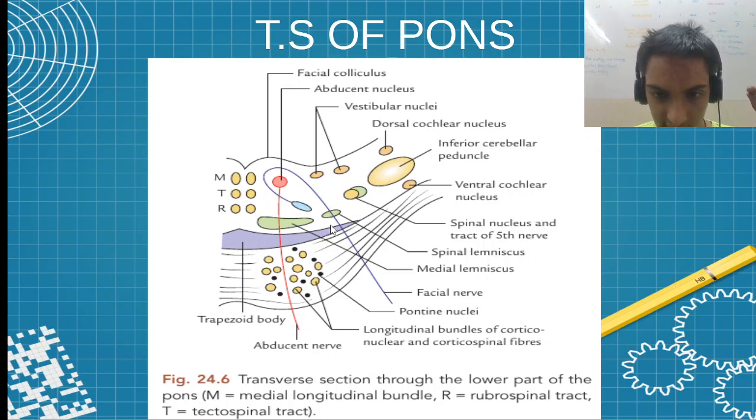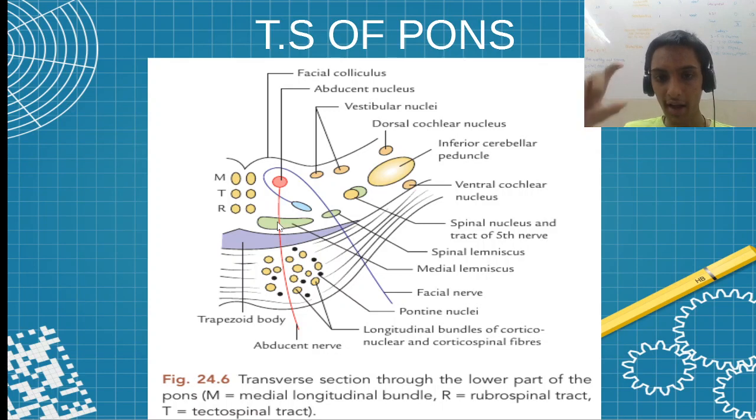Here the lemniscus, only spinal and medial, no lateral and trigeminal. Remember this point, lateral and trigeminal you will see in the midbrain. This is Pons. In the Pons, here only spinal and medial lemniscus. And here we are seeing the bundles of corticonuclear and spinal fibers. I told you in the midbrain, right? CNS fibers, those are the ones. So this is the lower part.